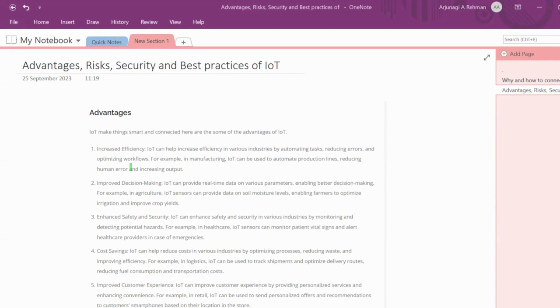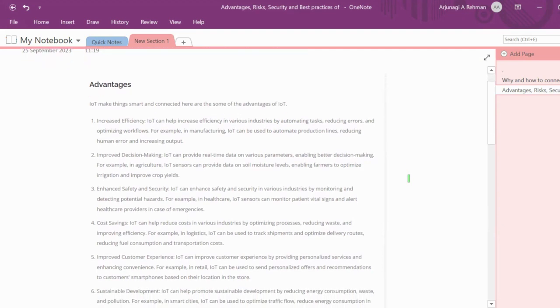So, in previous videos, we saw what is IoT, what is Internet, what is theme, and we also explored the possibilities with IoT. In today's video, we will see advantages, risks, and security and best practices of IoT. So now, let's first see the advantages.